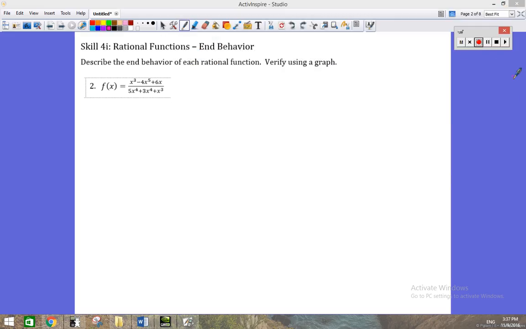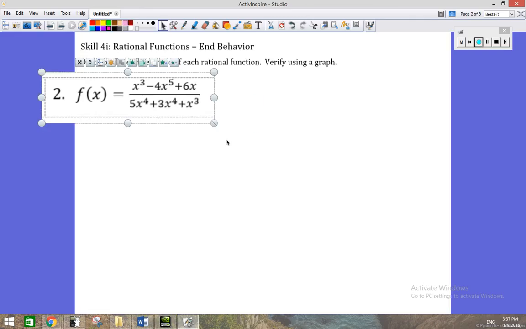We're taking a look at rational functions, and for these problems, we're interested in the end behavior of the graph of these rational functions. We begin by recognizing these rational functions are a ratio of polynomial functions, and we want to compare the degree of the numerator against the degree of the denominator.